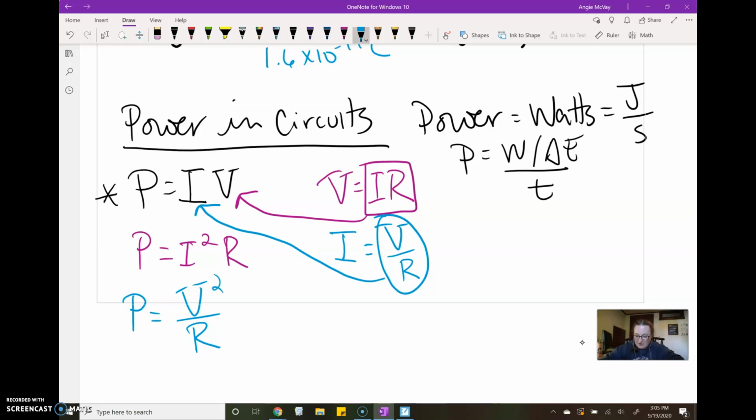All right, kiddos. When we talk about the power that is used in circuits, we oftentimes call it power dissipated. And that's just another way of saying power used.